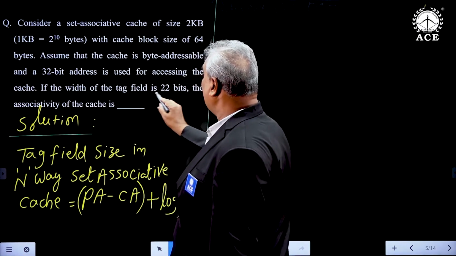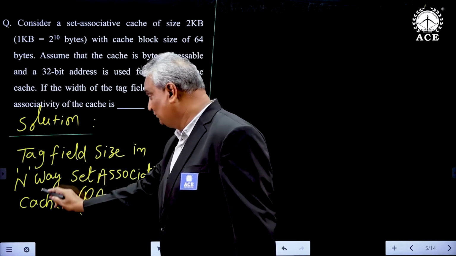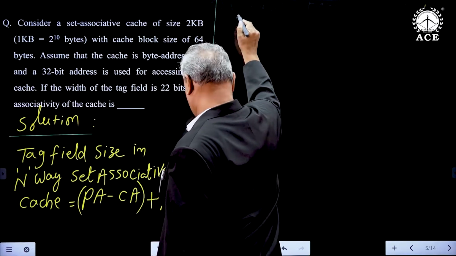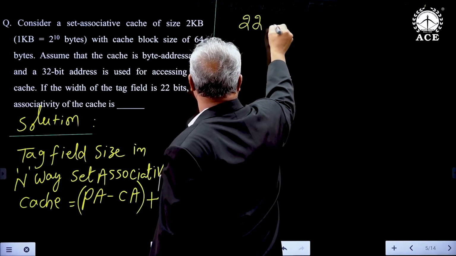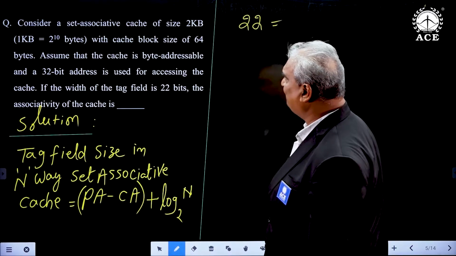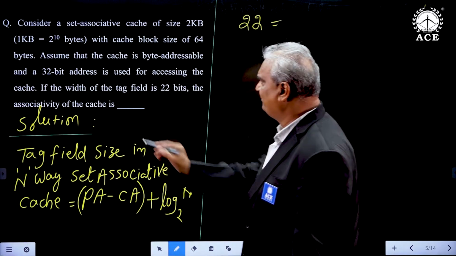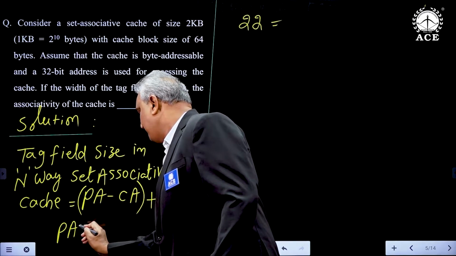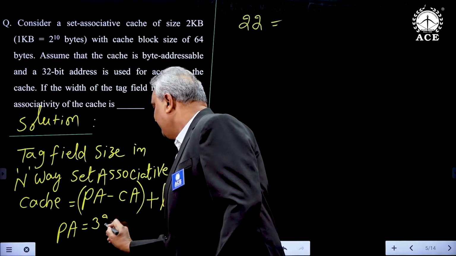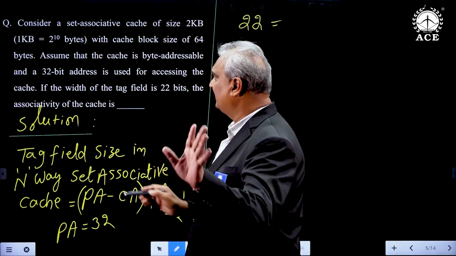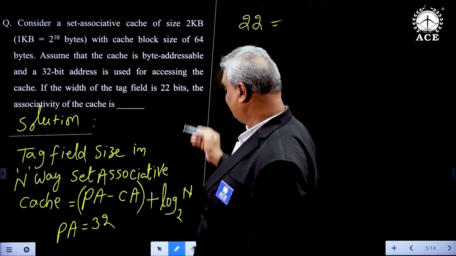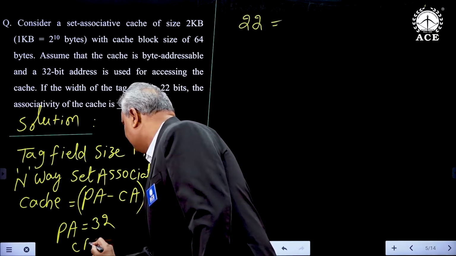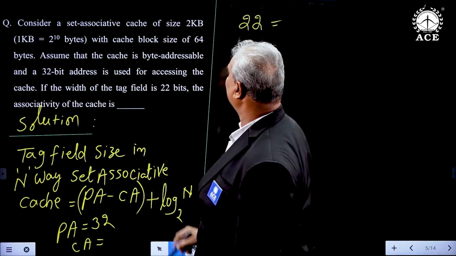If the width of the tag field is 22 bits, it means he gave the number of bits for this information, so 22 is equal to PA minus CA plus log n. What is PA here? PA size is 32 bits, nothing but the 32-bit physical address, the main memory address. Next, what is CA here? CA means cache address.